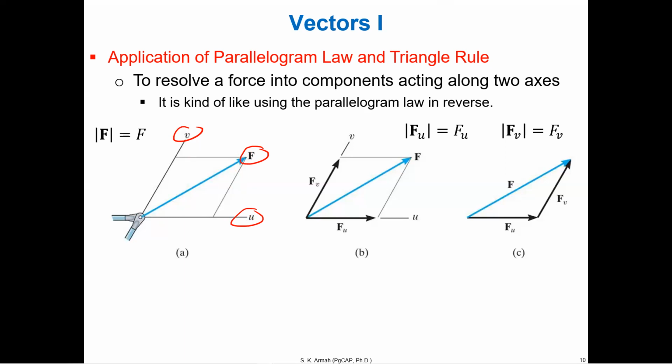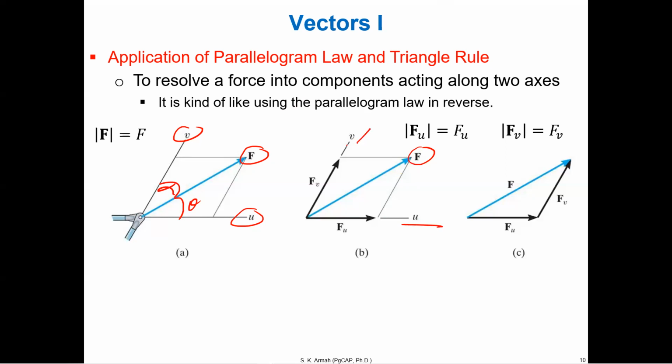So how do we go about it? This is opposite to what we did previously. Here, the resultant is given. So you know, let's say, the magnitude of the resultant. You know maybe the direction of the resultant to U, or you know some angle of the resultant to V. And they want you to find what is the magnitude of F along U, and what is the magnitude of F along V.